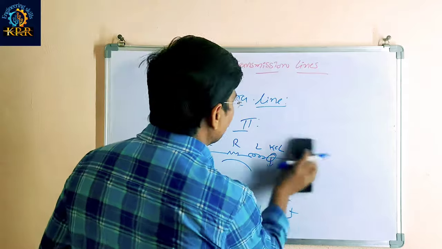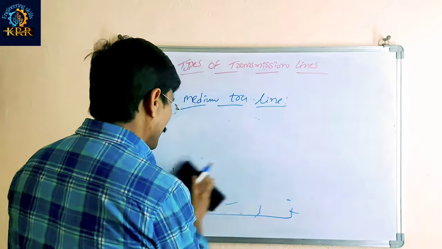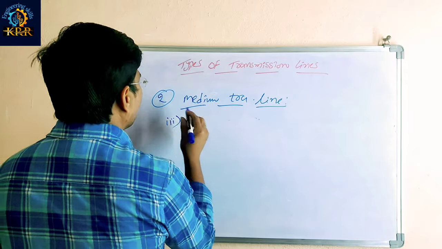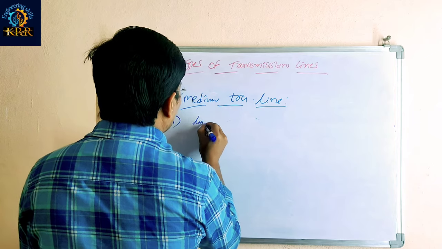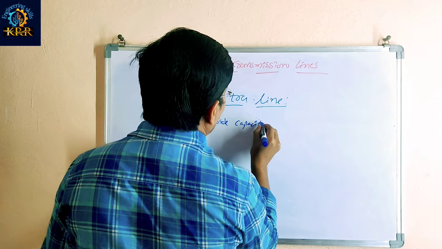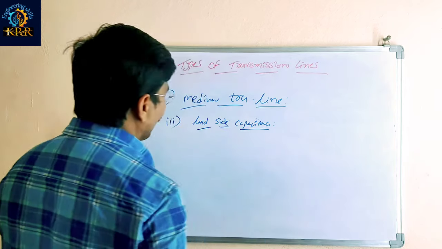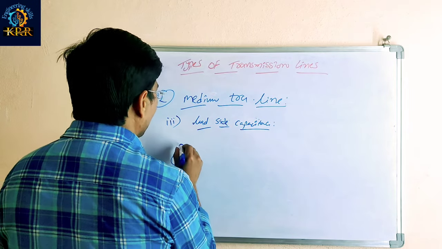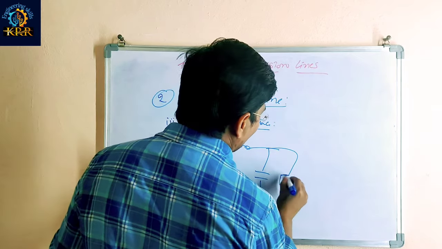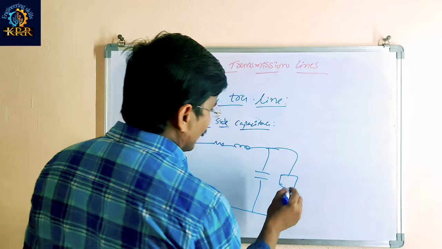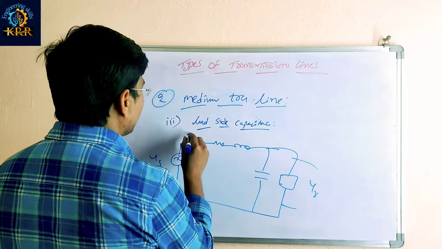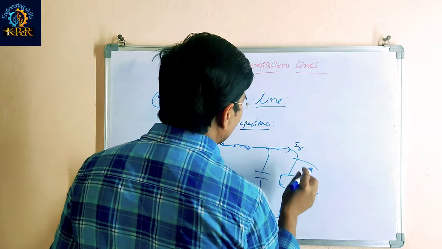Next, the third one is the load side capacitance. This is the supply. This is the capacitance. This is the load. This is the receiving end voltage. This is the sending end voltage. This is the sending end current. This is the receiving end current.